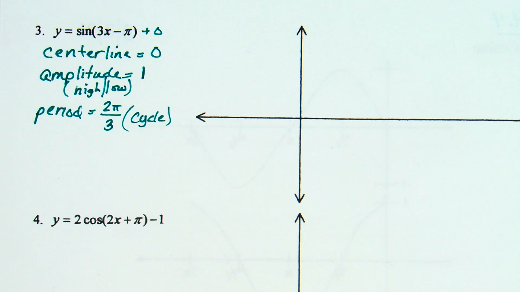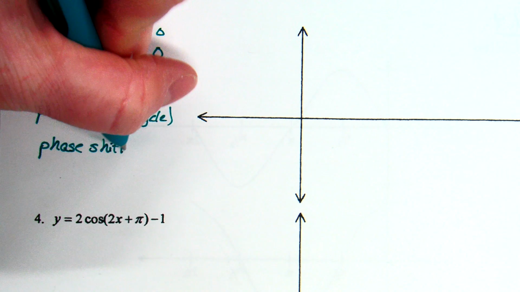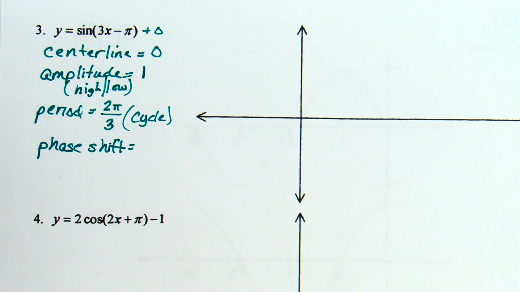What else do I need to ask? Phase shift. Yesterday, I don't know if it was this class or my other class, I even forgot to ask about phase shift once because in my head I knew it was non-existent. Anytime you have a plus or minus number in the parentheses, we need to talk phase shift. And the phase shift, is it C over B? Is that how it's listed? Okay. C over B. What would be C over B?